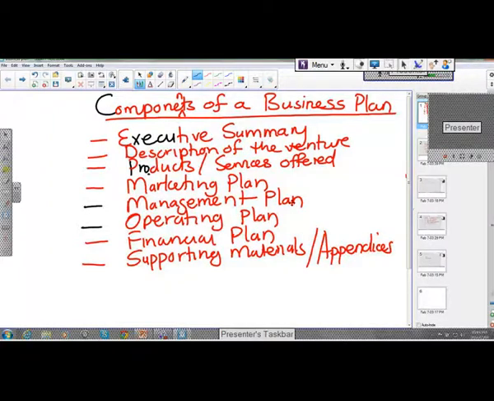Products and services offered. You need to tell everyone on that business plan, write it. What is it that you are offering? What services are you offering?